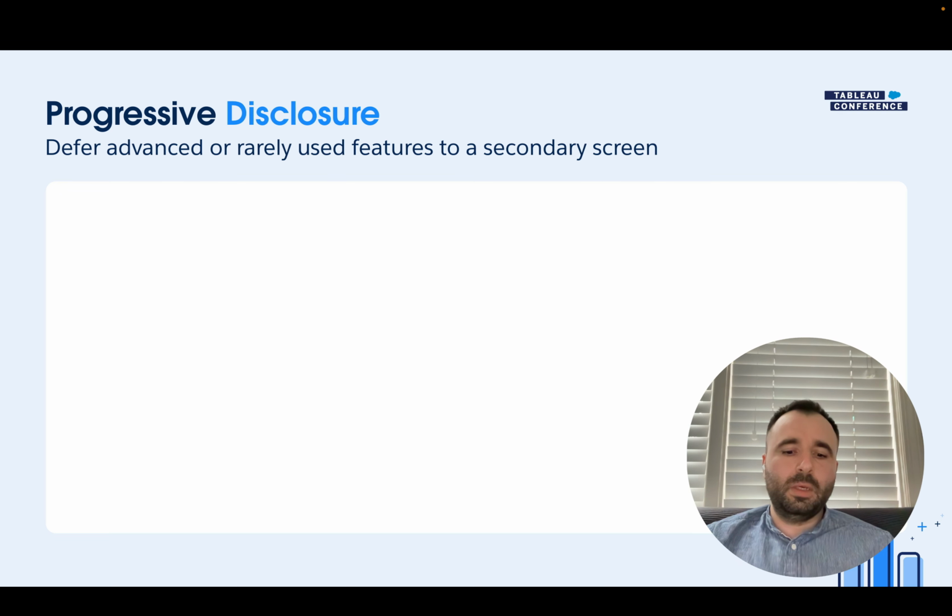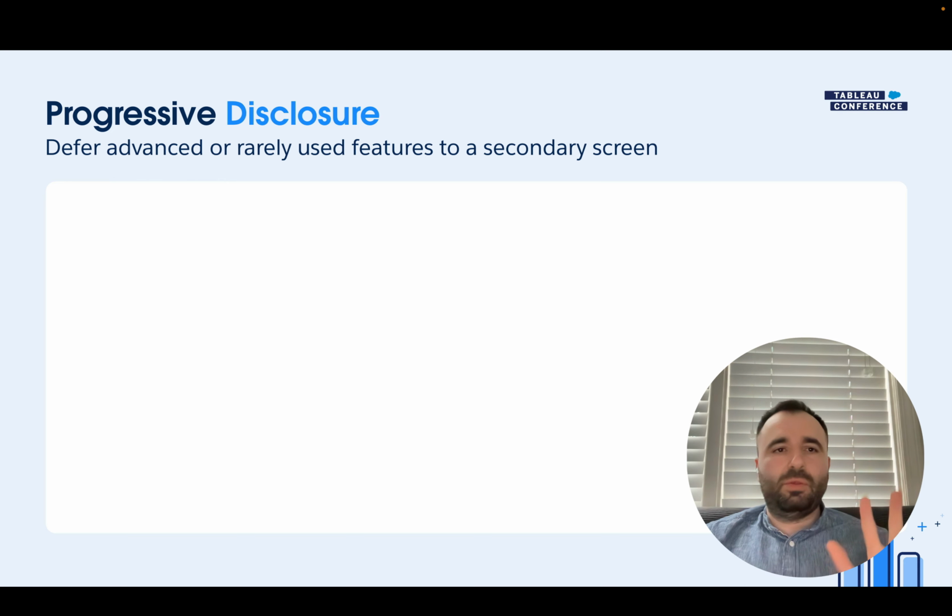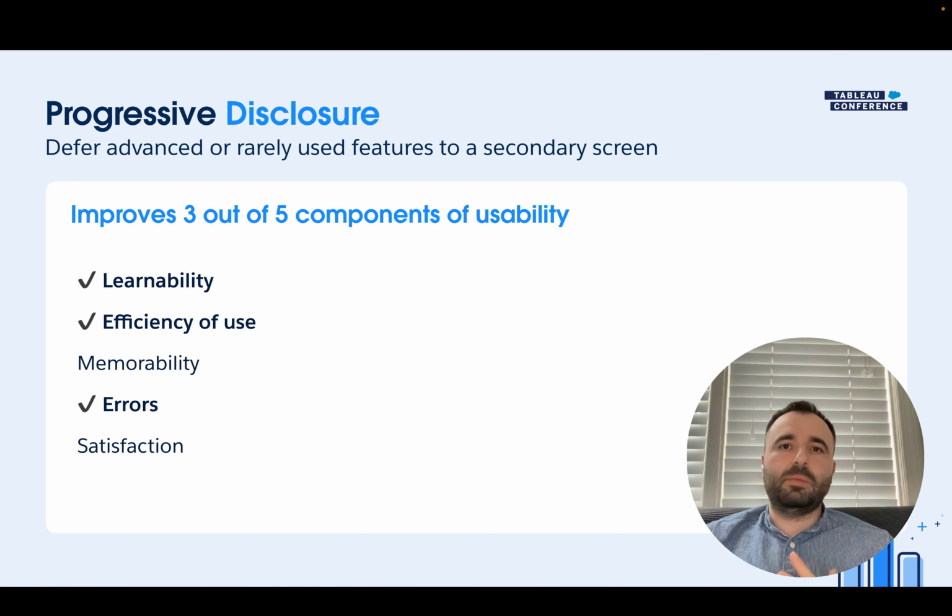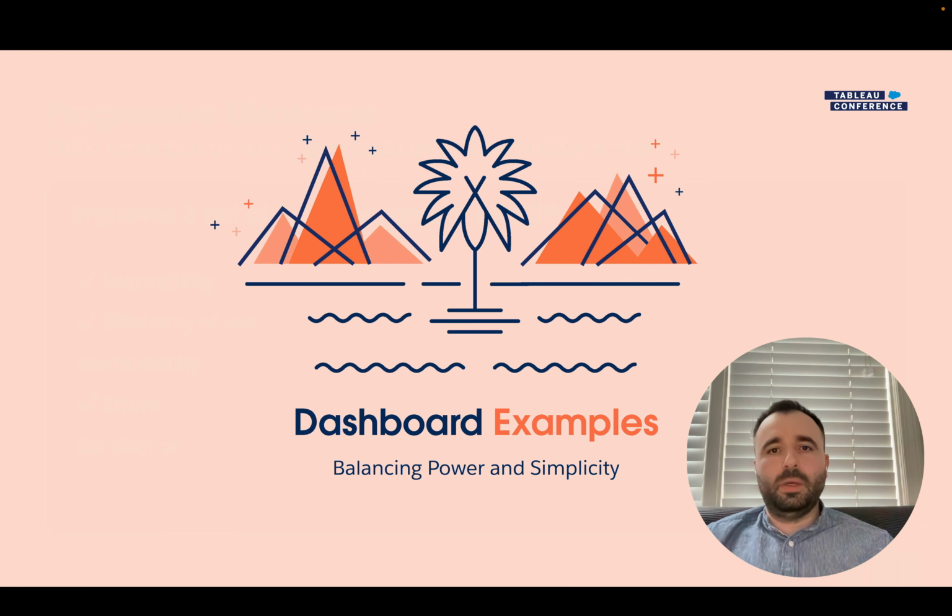The basic idea is to push advanced or rarely used features to a secondary screen. Simple as that. It improves 3 out of the 5 components of usability, which are learnability, efficiency of use, and it reduces errors. Pretty cool. Let's see some of these ideas in action. I want to showcase real life examples and some tips and tricks.